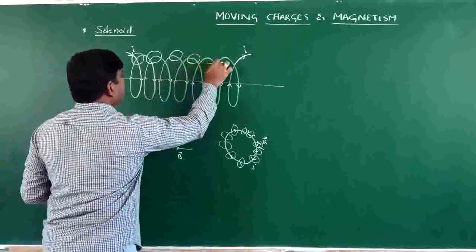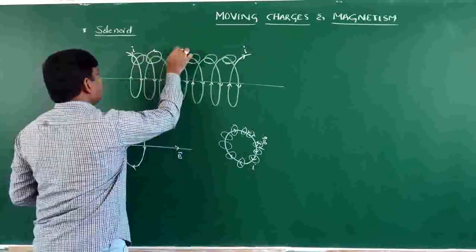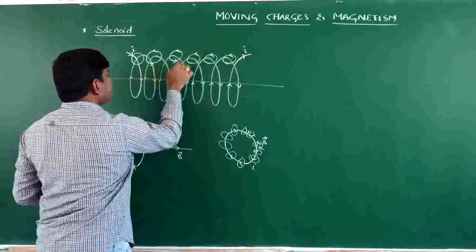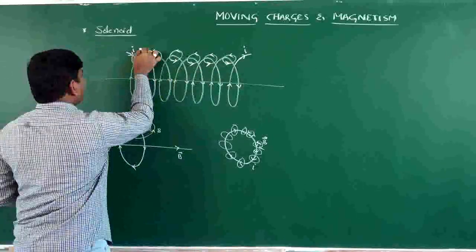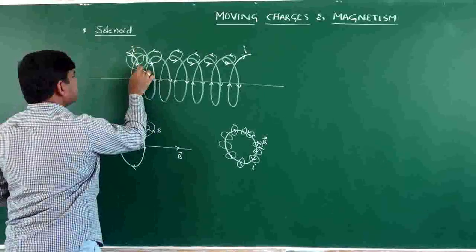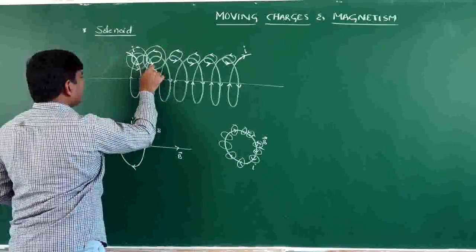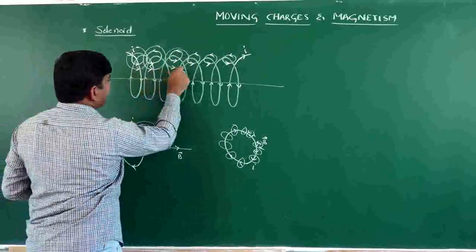So, if I take the magnetic field direction, here if you see, magnetic field is in this way outside the solenoid, and inside it is in this way. So, like this, a number of concentric circles we need to take like this. So, here the magnetic fields are getting added up.